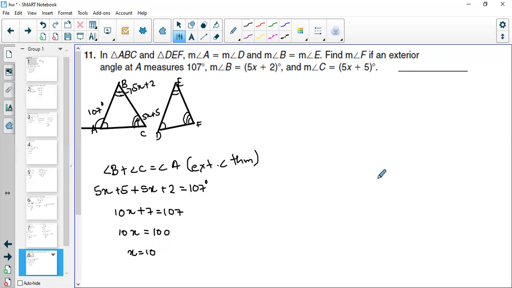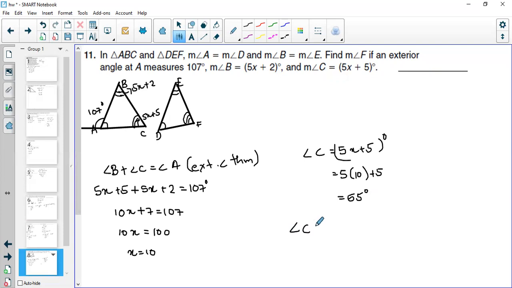Now that you have found the value of x, we need to find the value of the angle C. Only then, because they both are congruent, can we find angle F also. So angle C is going to be 5x plus 5 degrees. So that's like 5 multiplied by 10 plus 5, which is going to give you 55 degrees.